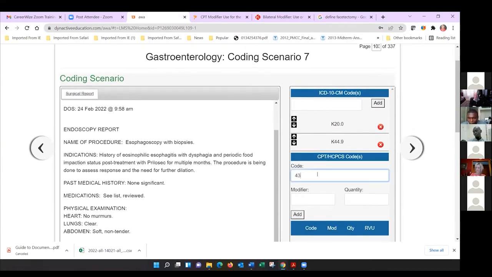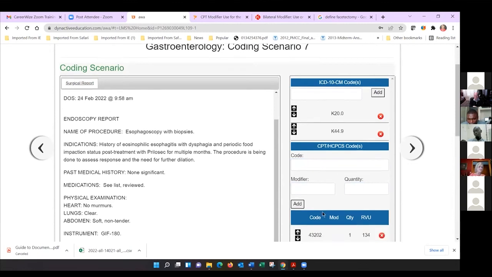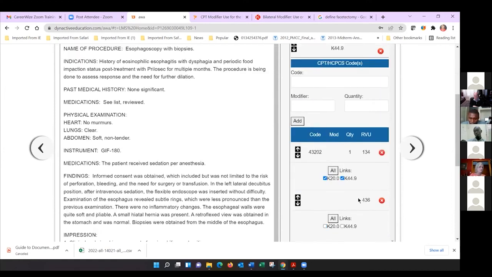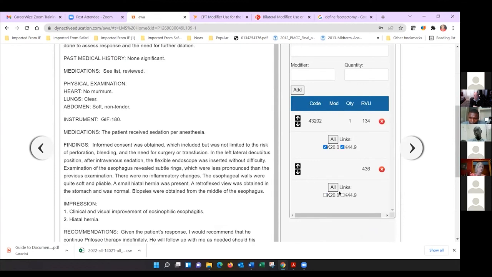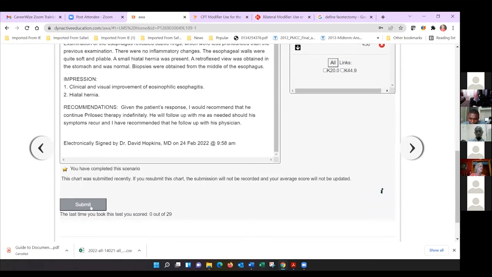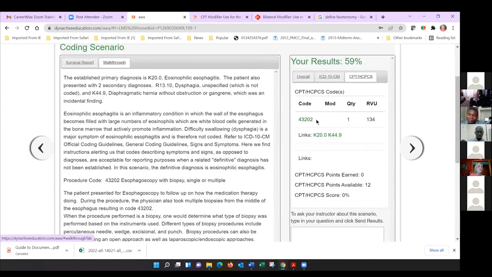All right, 43202. I did not have a modifier. We only performed one. Okay, and I'm going to link all of these because they were all part of the procedure. Okay. All right. And I'm going to submit. And we see that our codes are correct. And we see that we linked.